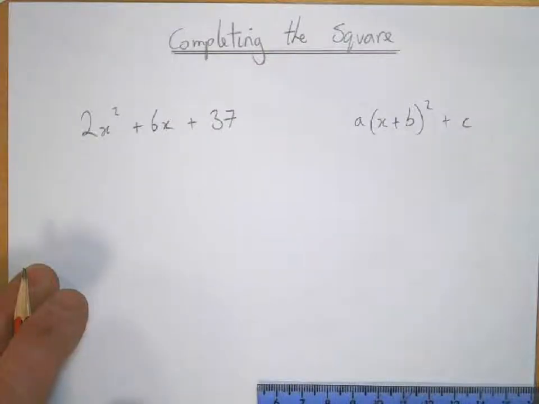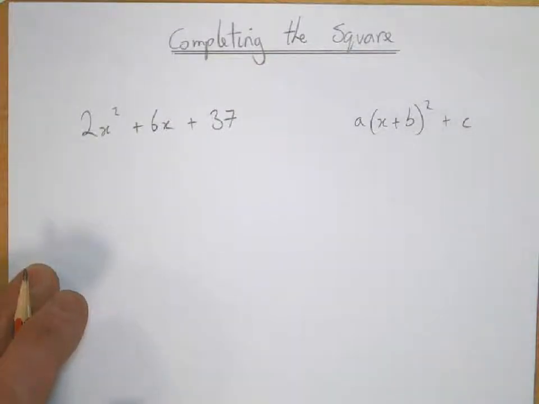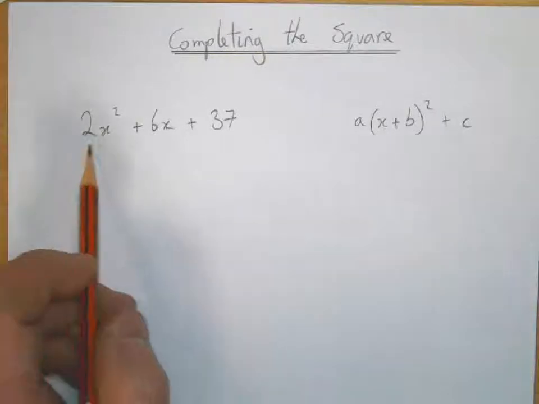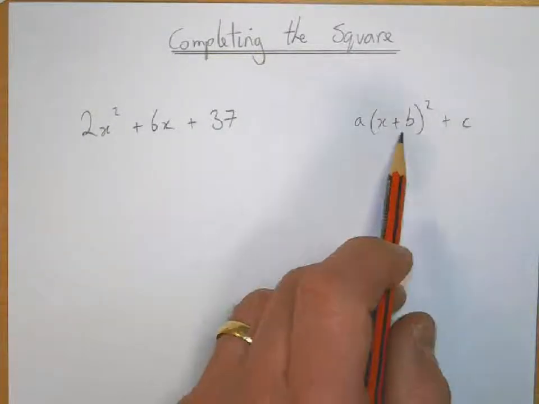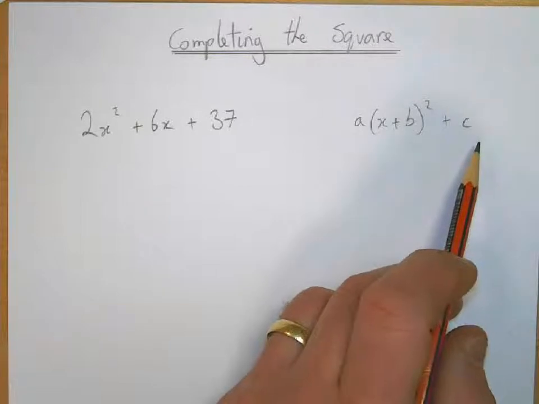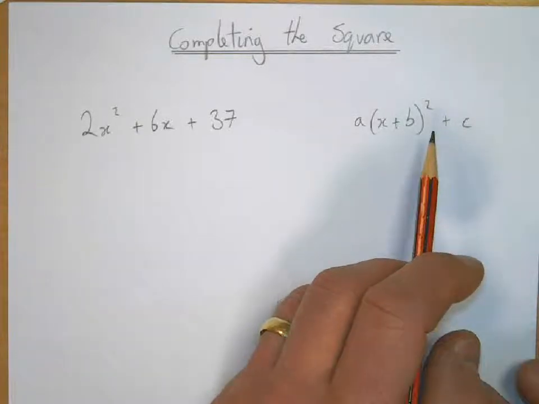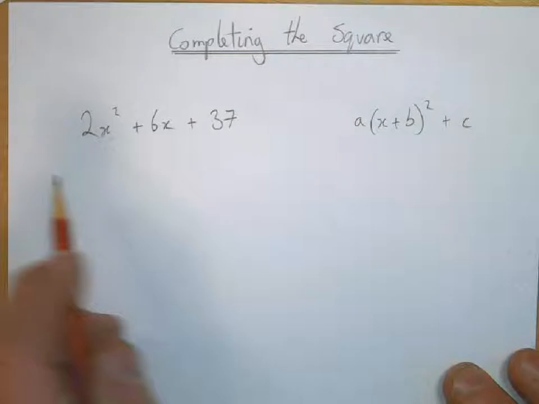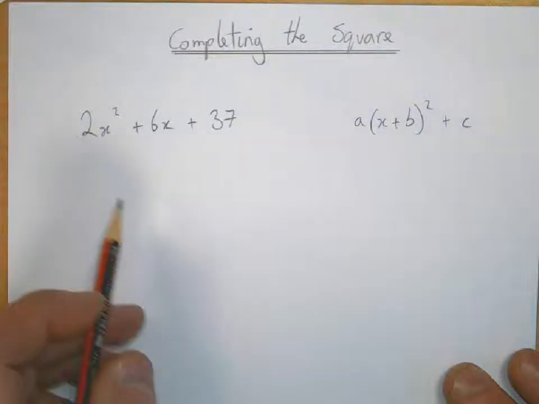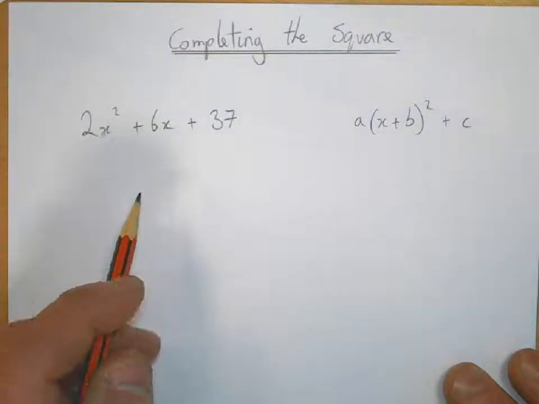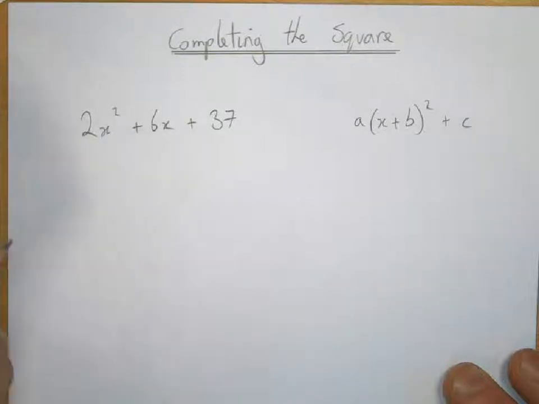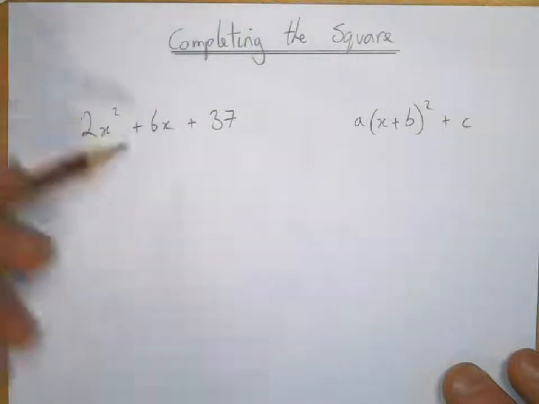The aim of this tutorial is to show you how to rewrite a quadratic in this form, and this is called completing the square. Now this is a very complicated type of completing the square, so we'd not recommend using this as your first example on how to do it. But it shows you a more complicated question in completing the square.